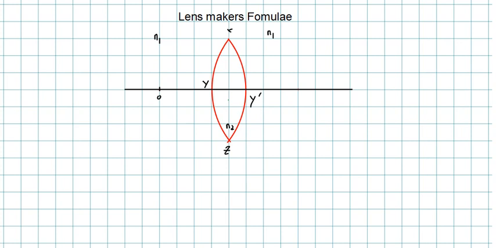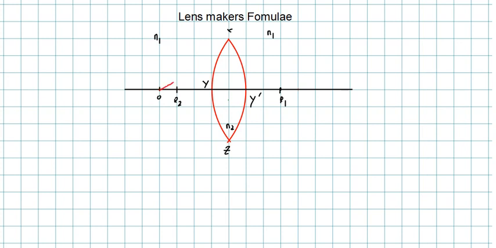Imagine this is a point object on the principal axis of the double convex lens. This double convex lens has different radii of curvature. This face XYZ has radius of curvature R1, and for XY prime Z, on this side, this is the second surface, so this is R2. So a point object is on the principal axis in front of the convex lens.